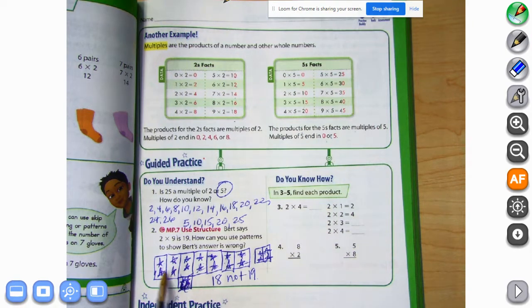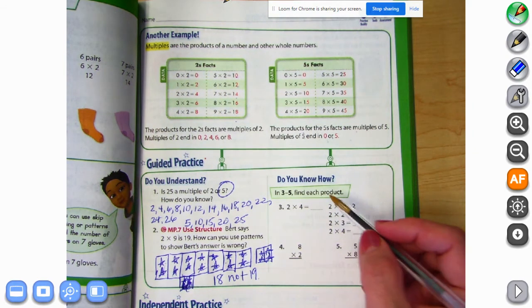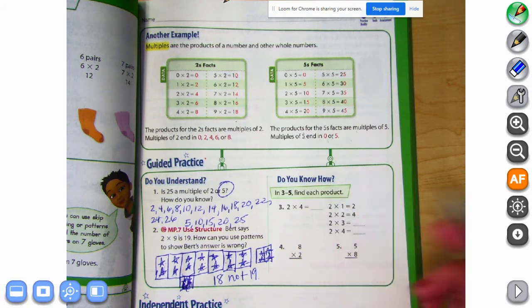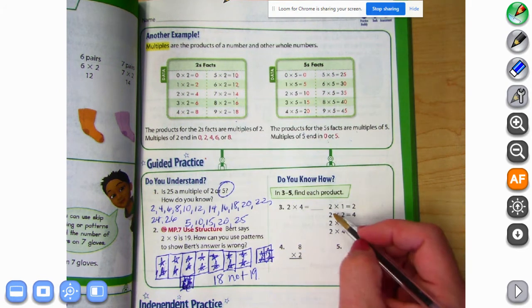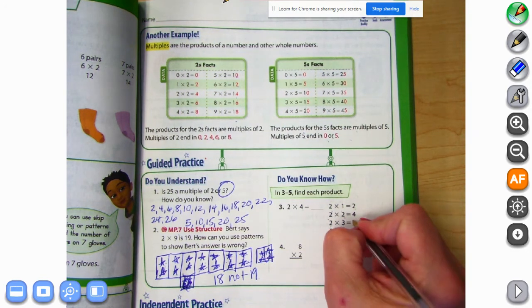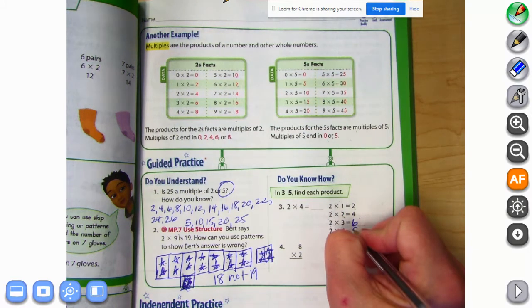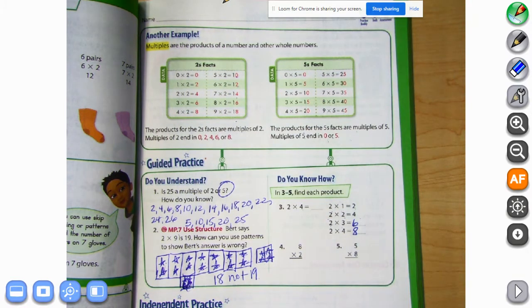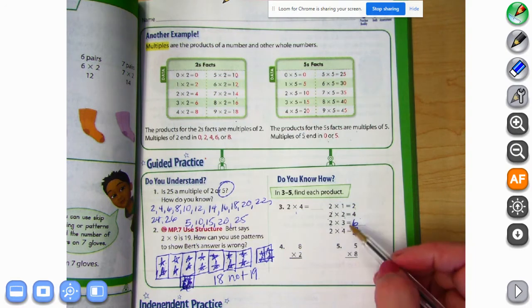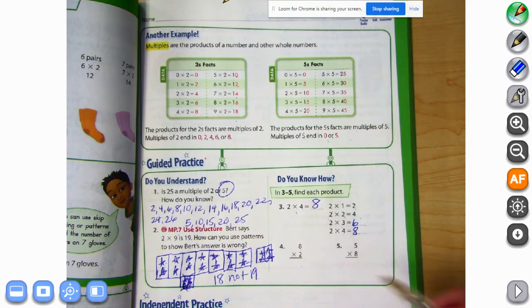So we did a pattern of 2's, and we counted them up, and it doesn't land on 19. All right. In numbers 3 through 5, find each product. So 2 times 4, 2 groups of 4. 2 times 1 is 2, 2 times 2 is 4, 2 times 3 is 6, and 2 times 4 is 8. 2 times 4 is 8. 8 times 2.